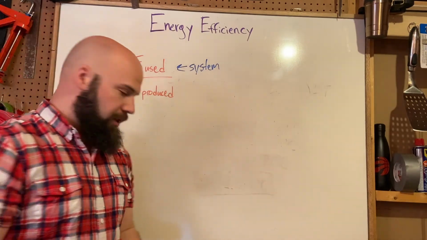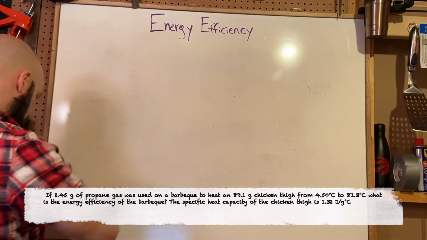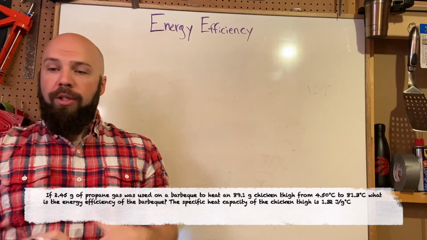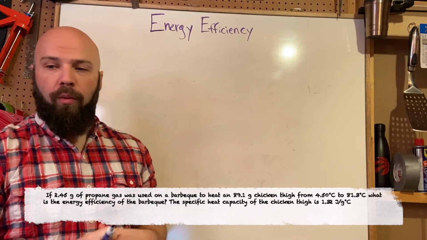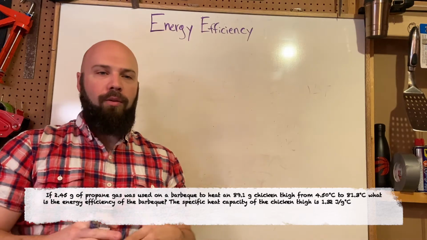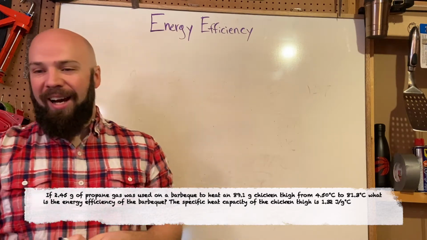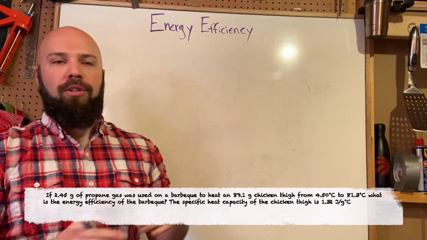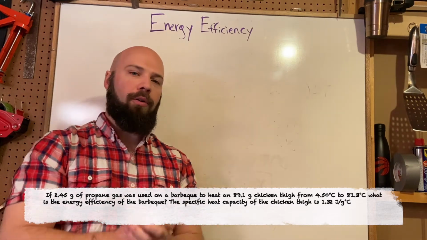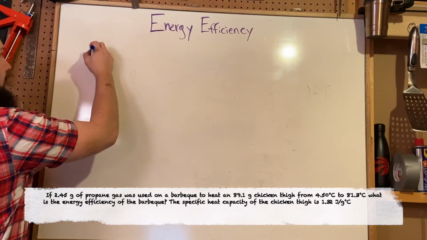So in our first example, we're going to look at heating up a chicken thigh on a propane barbecue. So the example reads, if 2.45 grams of propane was used on a barbecue to heat up an 89.1 gram chicken thigh from 4.5 degrees Celsius, so coming out of the fridge, to 81.3 degrees Celsius, a good temperature to heat the chicken to, what is the energy efficiency of the barbecue? You can assume that the specific heat capacity of the chicken thigh is 1.32 joules per gram degree Celsius. So it's a multi-step problem. Let's look at heat transfer first.